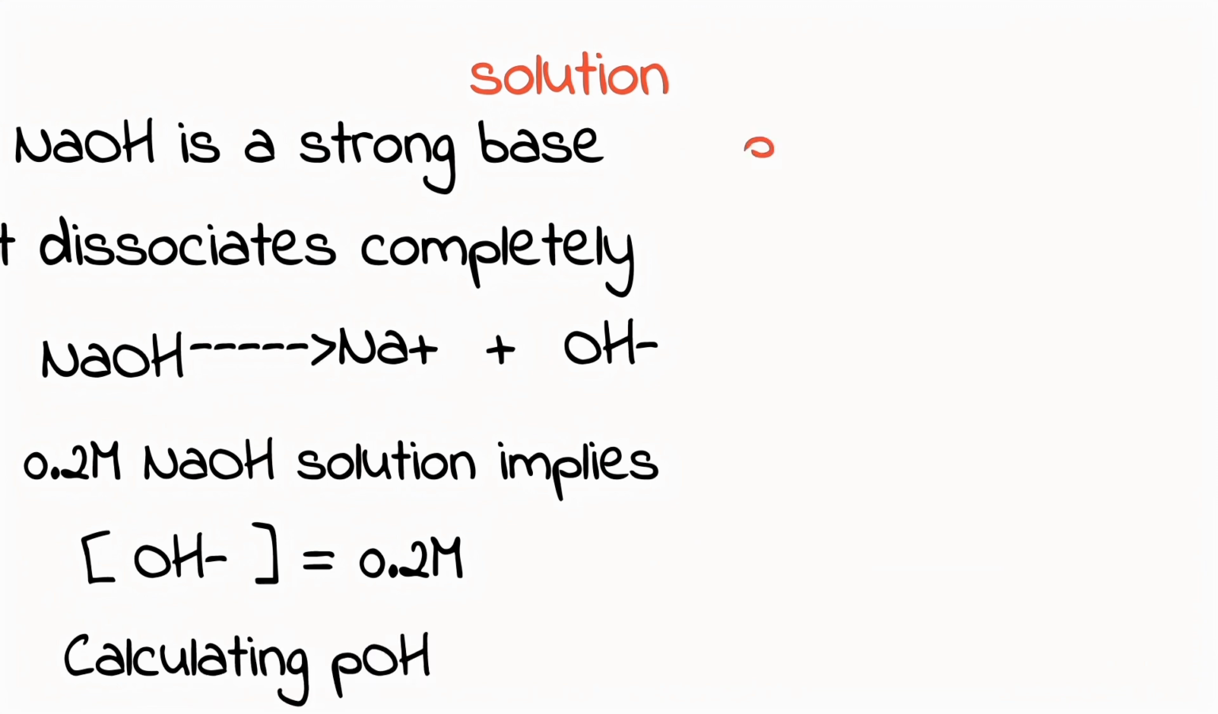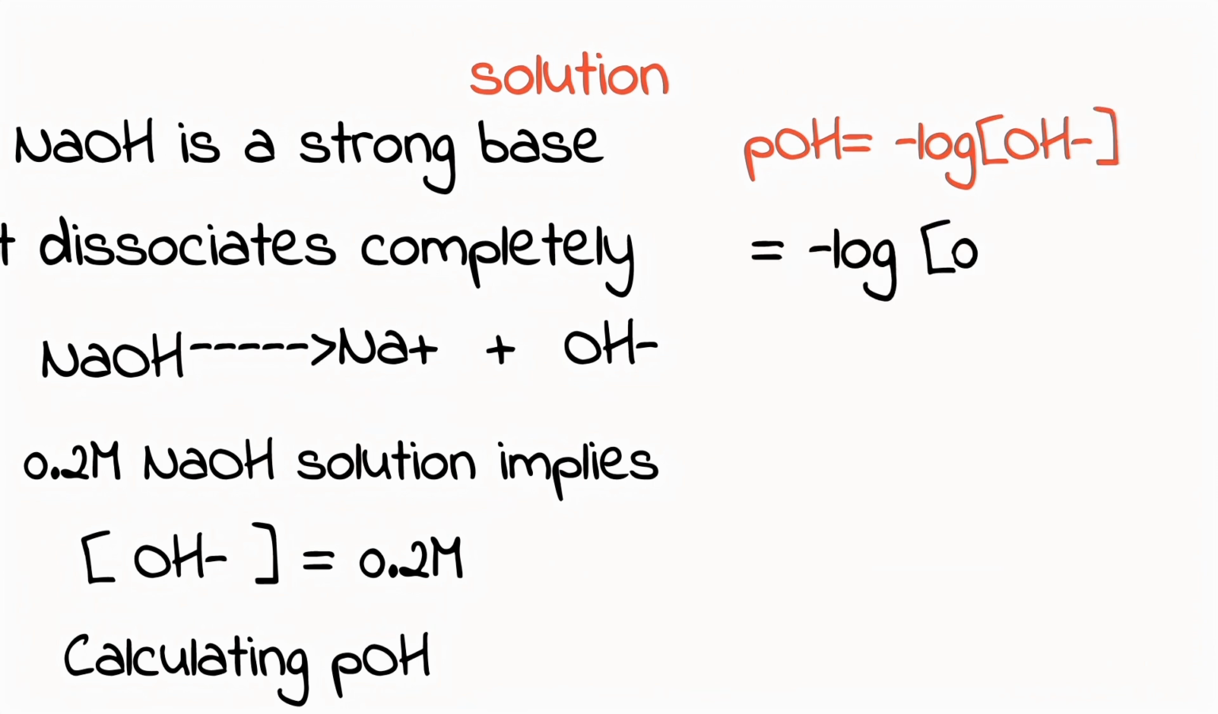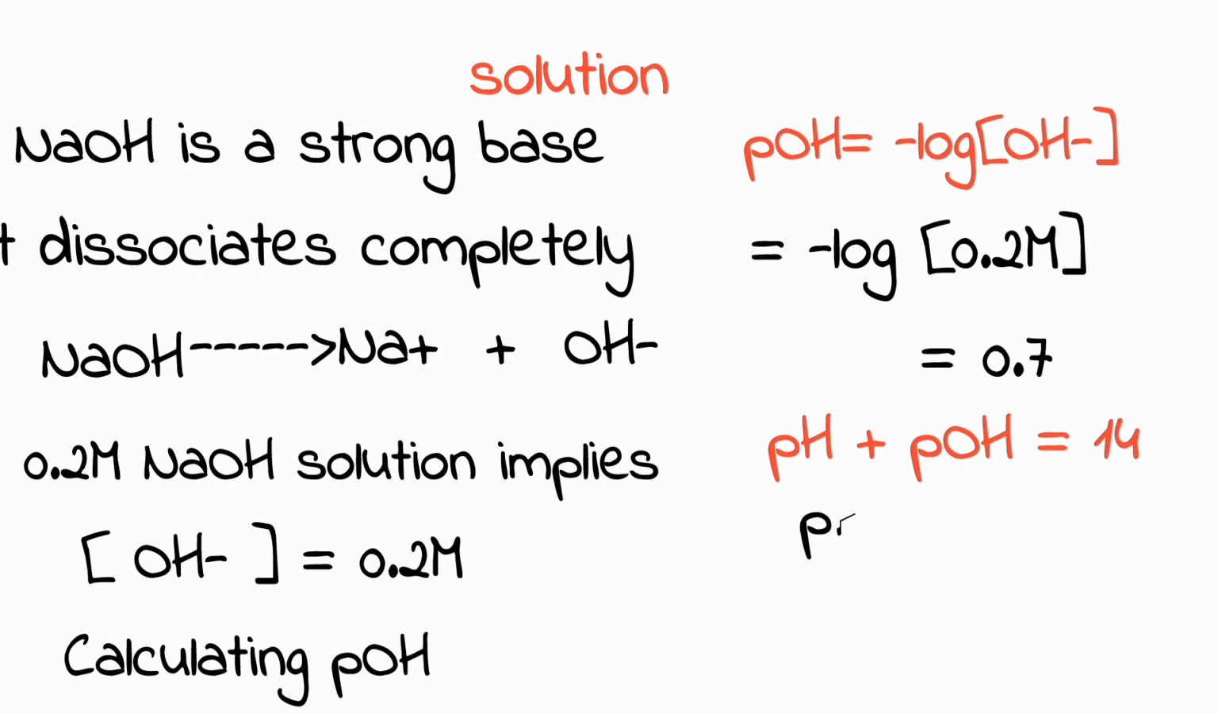Let's calculate the pOH. pOH is given as the negative log of the hydroxide ion concentration, which gives us negative log of 0.2 molar, and we have 0.7. Now we know that pH plus pOH is equal to 14. Making pH the subject of the formula gives us 14 minus pOH, which is 14 minus the calculated 0.7, that is 13.3, and that is our answer.